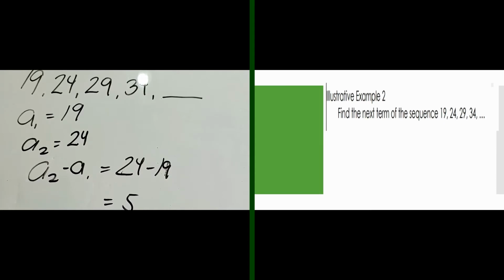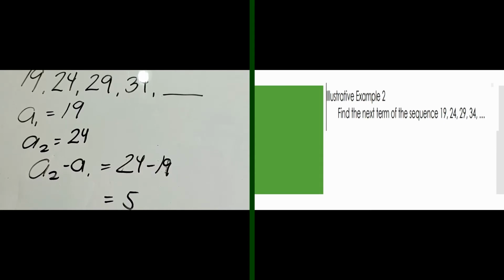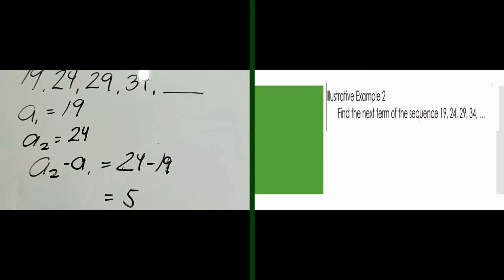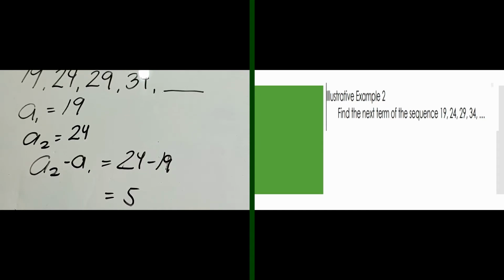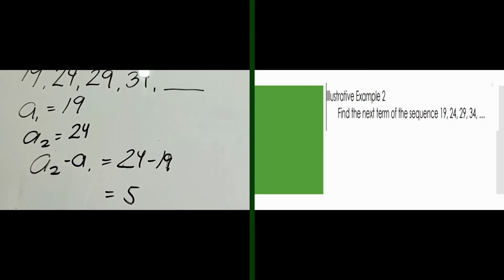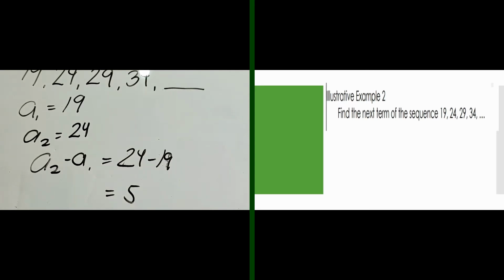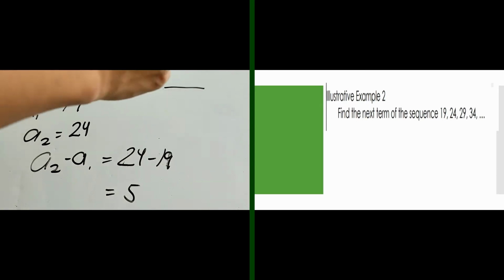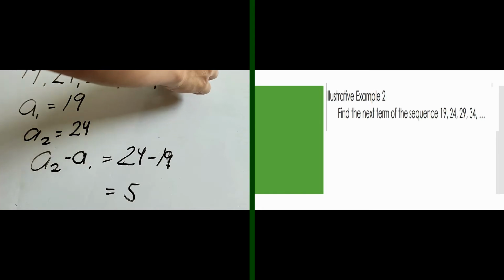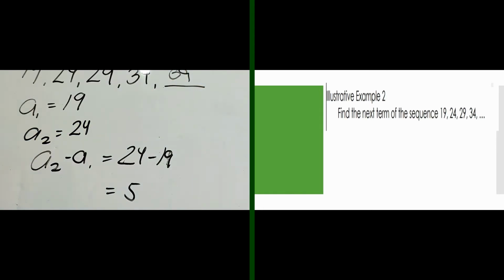Adding 5, because the answer for this is positive. So it connotes that we're just going to add. So 34 plus 5. So that is 39. And that will serve as your final answer.